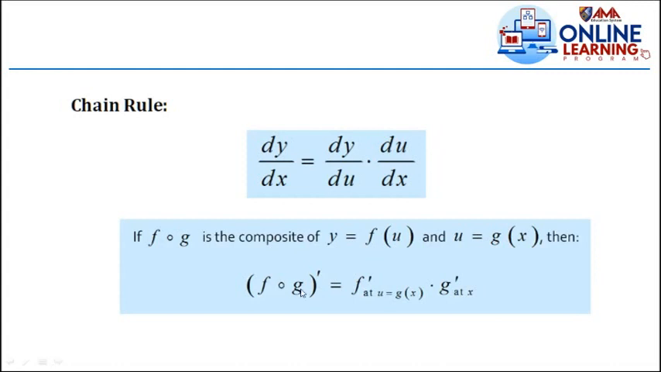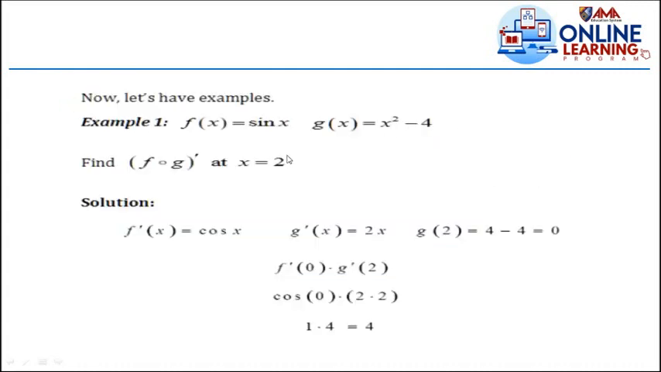Then for (f of g) prime, we are going to get the first derivative, which is equal to f prime at u equals g of x, multiplied by g prime at x. Okay? So we have our example: f of x equals sine x and g of x equals x squared minus 4. Find (f of g) prime at x equal to 2.